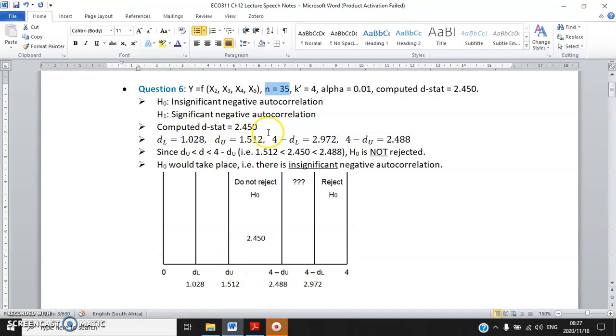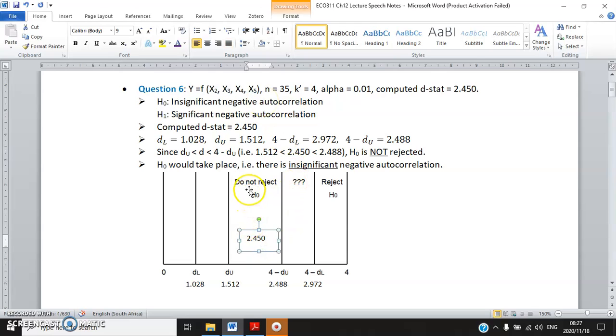Yes, 1.028, 1.512, then you can easily work out 4 minus dL and 4 minus dU. By the way, do you notice the computed d-stat 2.450 is quite close to 2? Then it already implies good news. It suggests most likely the negative autocorrelation in this regression is quite weak or insignificant.